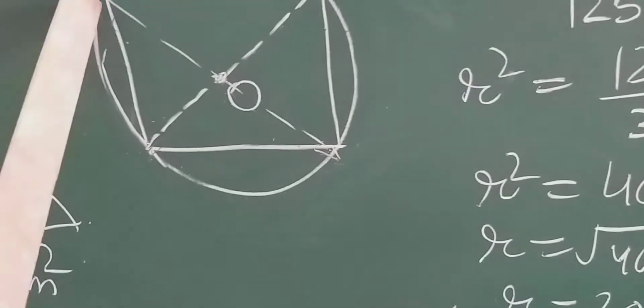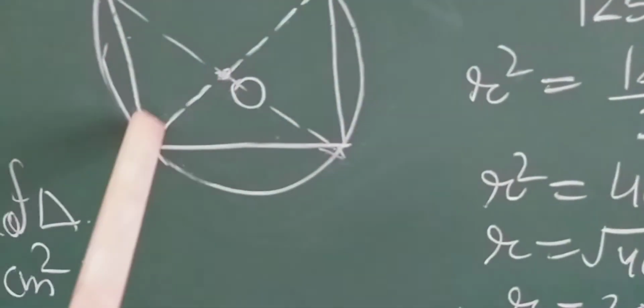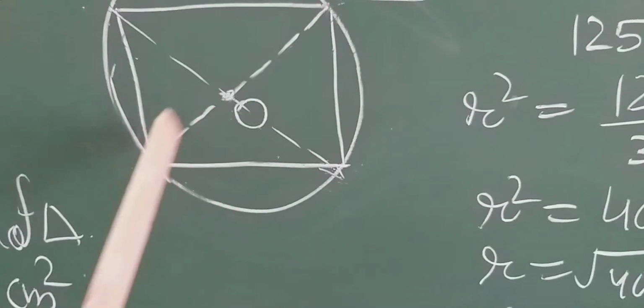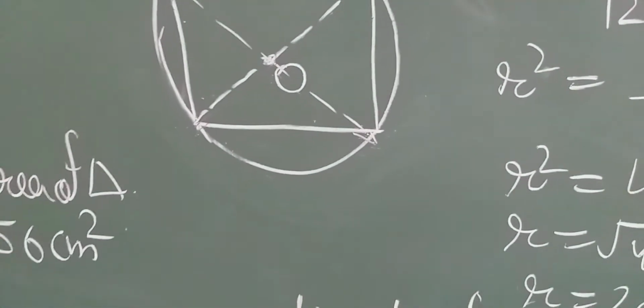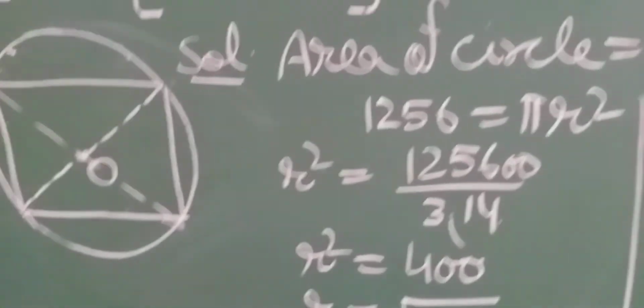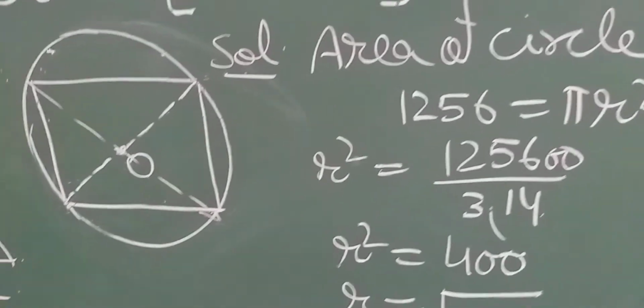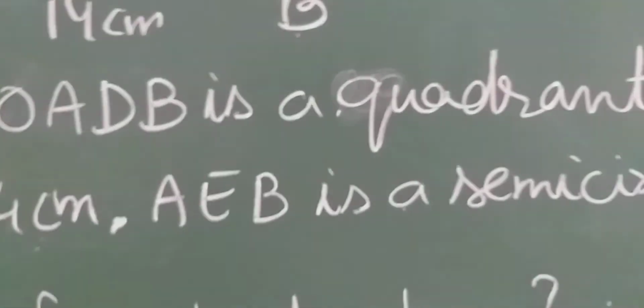So students, these both are diagonals. Remember, these diagonals are equal to the diameter of the circle. When the value of pi is given to us as 3.14, then we have to use 3.14. If it is not given to us, then we have to use 22 upon 7. Okay, student.